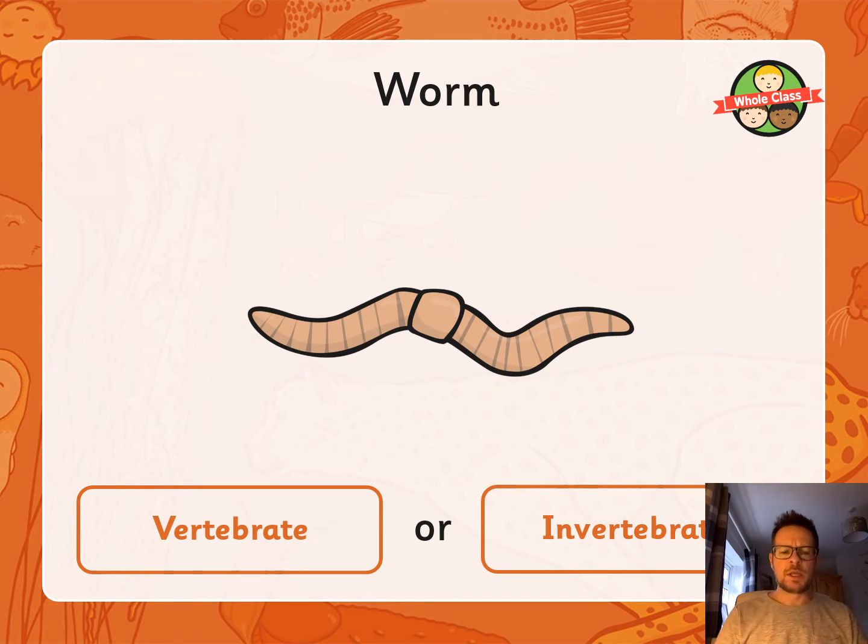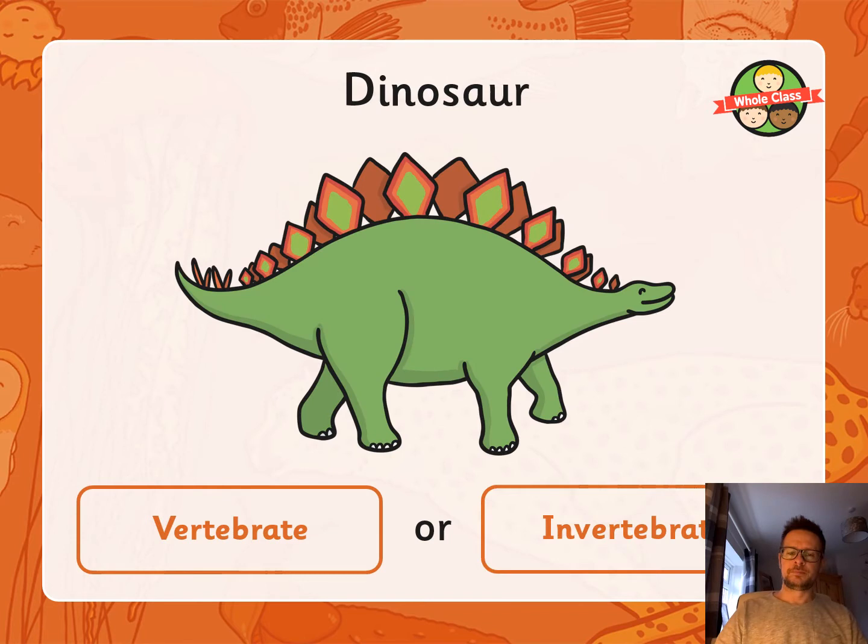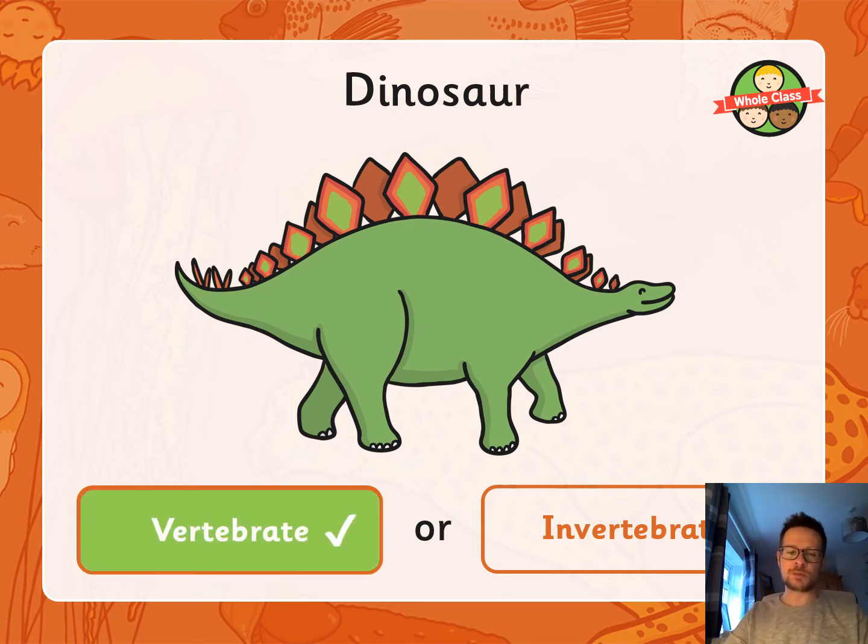A worm. Is a worm a vertebrate or an invertebrate? I don't think worms have backbones because they're very, very wiggly and flexible. So I'm going to say it is an invertebrate. Yay. Dinosaurs. Now I know that dinosaurs have backbones because I've seen their fossilized skeletons, so I know that a dinosaur is a vertebrate. Have a think.